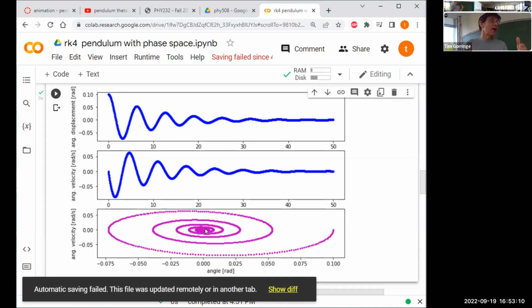And if we were to change that parameter beta, if we were to make it even smaller, make it 0.05, 2 times smaller, then this would be a spiral of many, many more revolutions. If we were to double it, then there would be more damping. Then this would be a spiral with fewer revolutions until we dissipate all the energy.